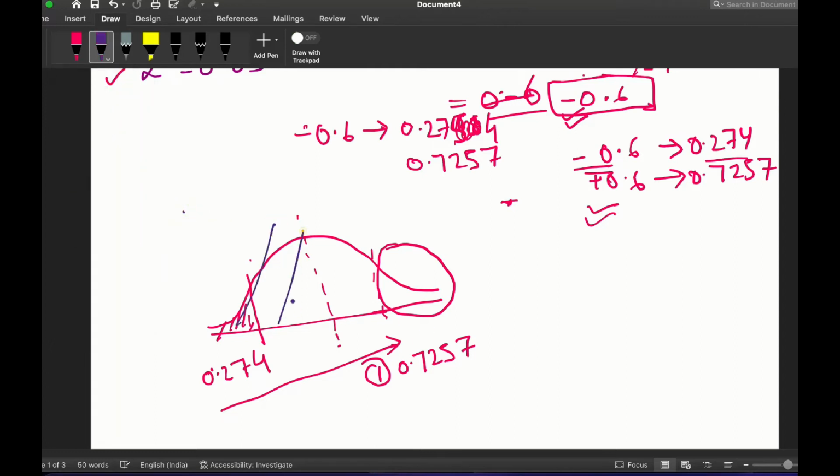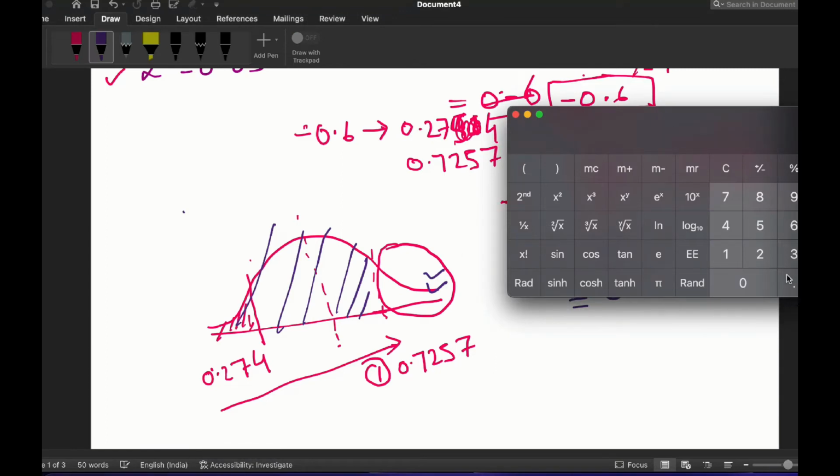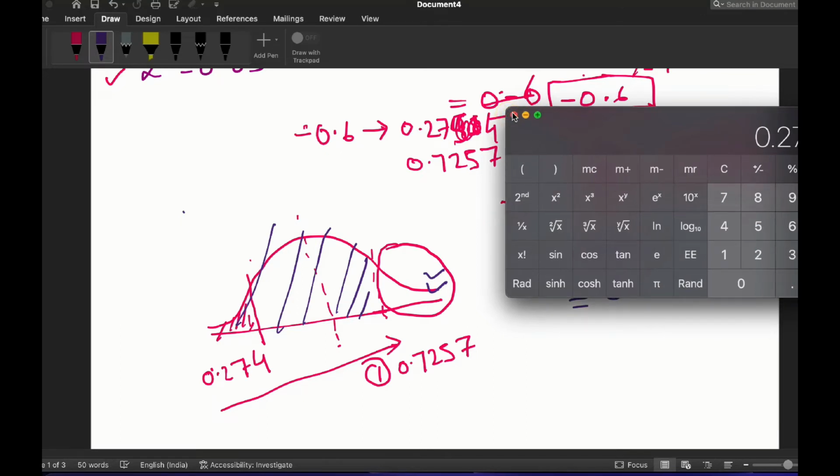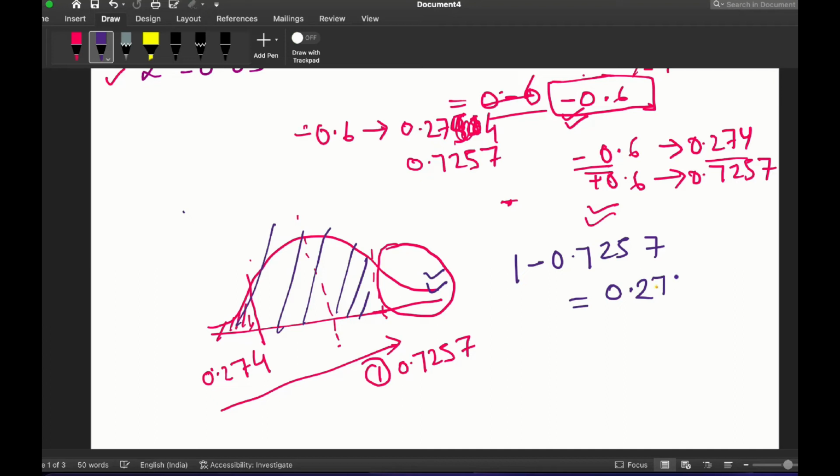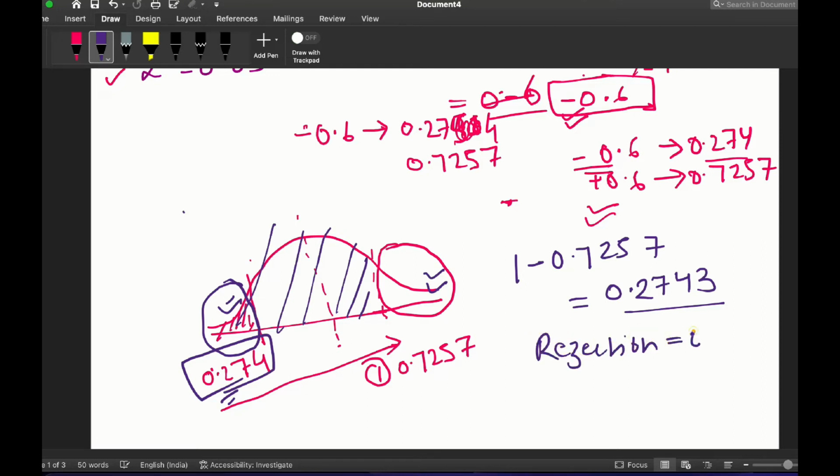So this area we know, and this we have to find out. So the whole area is 1, so 1 minus 0.7257, it will be 0.2743. And we see that if we take the negative value, it comes out the same, 0.2743. So actually the rejection area is coming 0.2743.